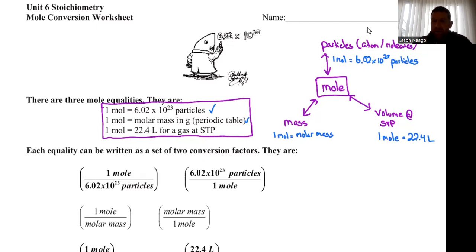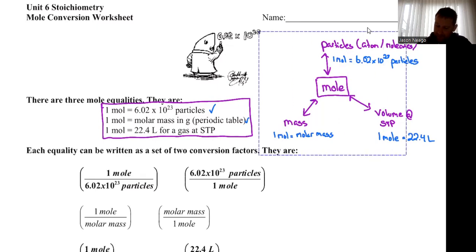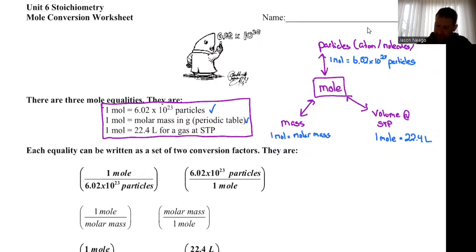So by knowing these three conversion factors, and once again, you have to memorize these, you need to know them or be able to apply them. By knowing these three conversion factors, we can convert between particles, moles, mass, and volume. And essentially, that's what this worksheet does. So each section of the worksheet is going to take a different mole conversion. So let me just make a copy of this because we're going to use it a little bit later on.